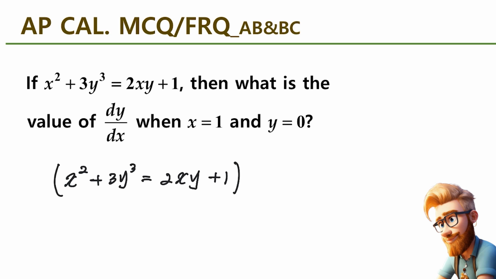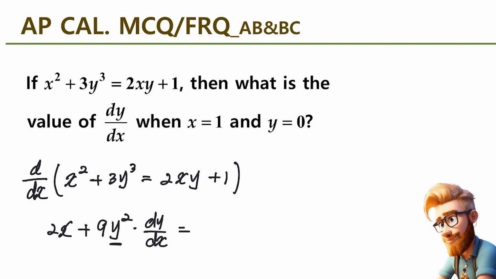So differentiate this equation with respect to x, right? So the derivative of x squared, that's 2x, plus the derivative of 3y cubed, that's 9y squared, power rule, right? And times the derivative of y itself, that's dy over dx, chain rule, right?